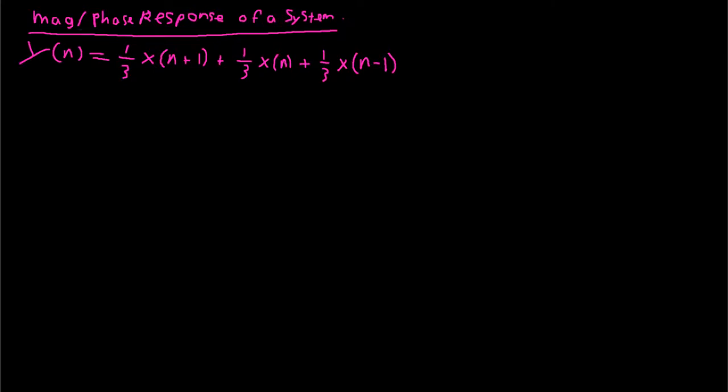Hello everybody, my name is Austin, and today I'm going to be working a simple example of finding the phase and the magnitude response of a system. We're given our system right here. If we're given an input of x sub n, we're going to get out y sub n, and that's what our system's going to be.